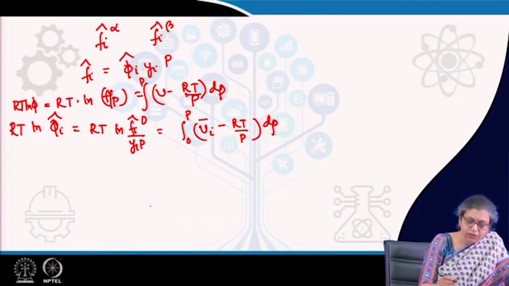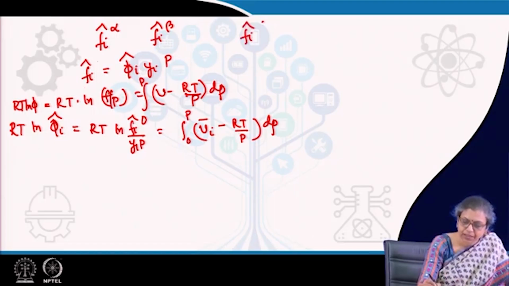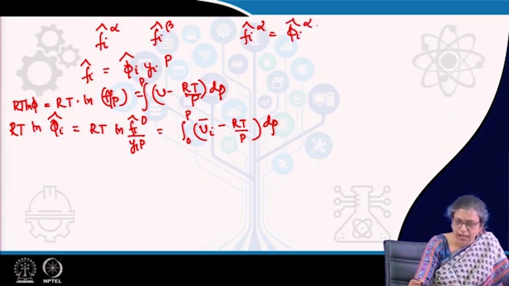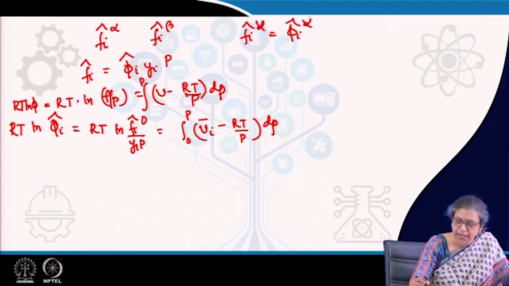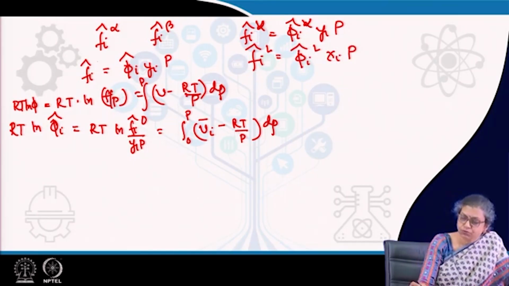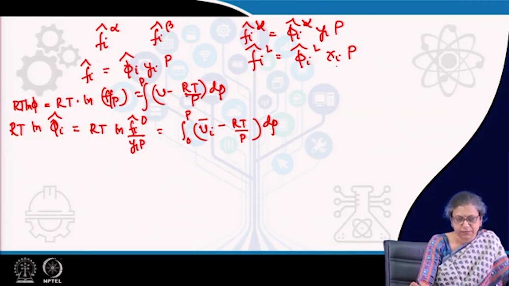So, therefore, in order to find out f_i for the alpha phase, what should it be? f_i alpha should be phi_i alpha. If suppose I write this as the vapor phase, then it becomes phi_i vapor y_i P, and if this is the liquid phase, then it becomes phi_i liquid x_i P. So, what do I need to do for finding out f_i L and f_i V? I need to compute these parameters.